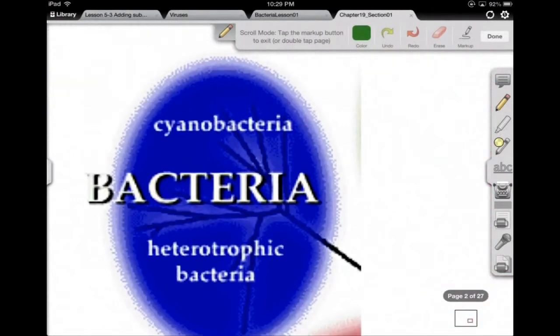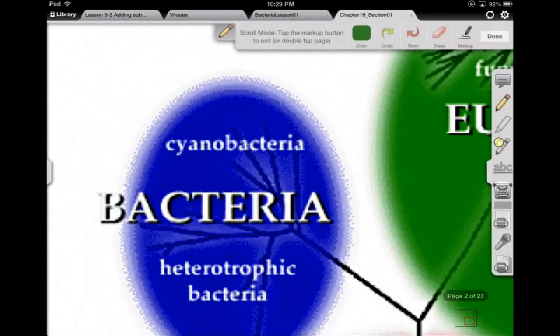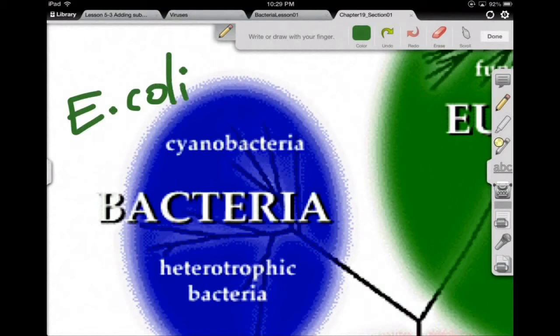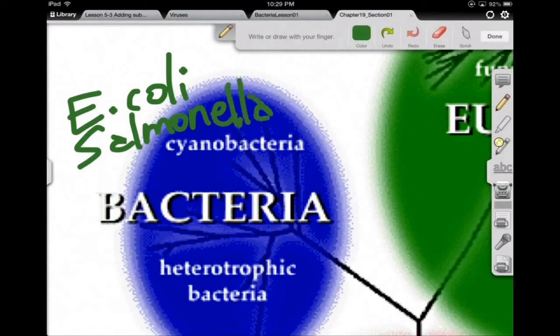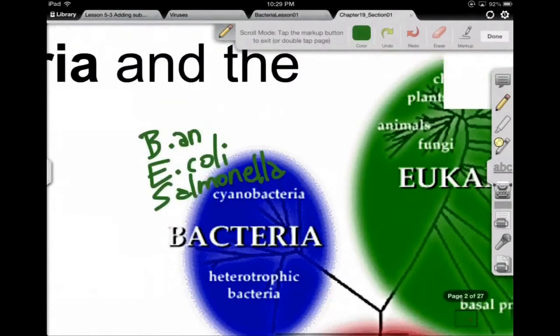Modern bacteria, the ones that we all know and love, we look at, well, my favorite workhorse is E. coli, Escherichia coli, and you could look at Salmonella, and Bacillus anthracis. Ooh, I'm going to have to zoom out to make a little more room. The one that causes anthrax.